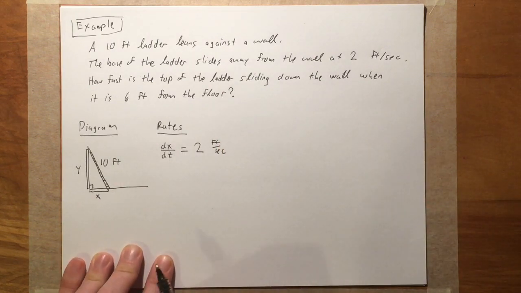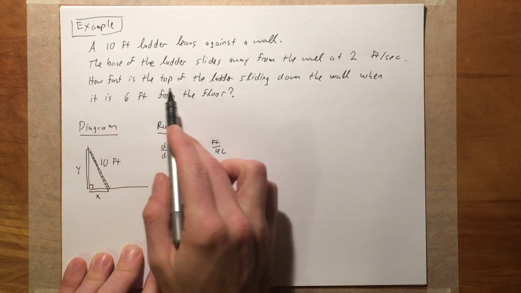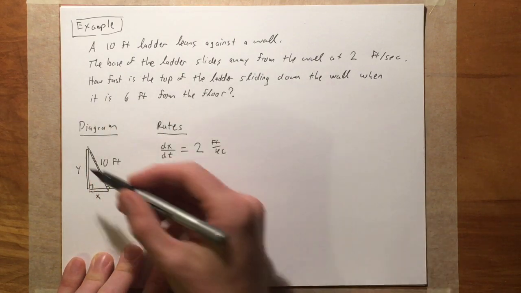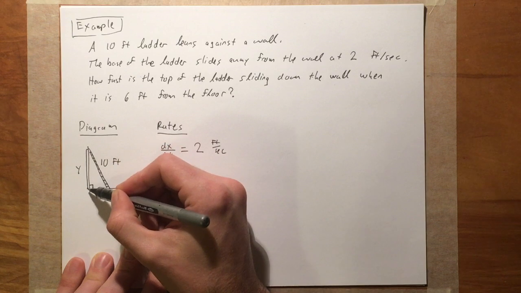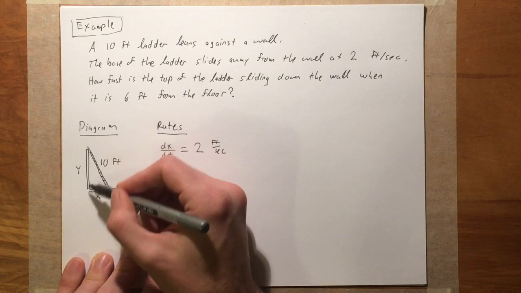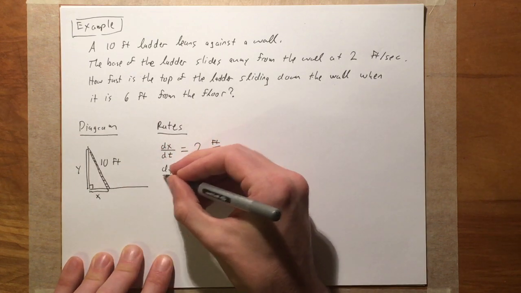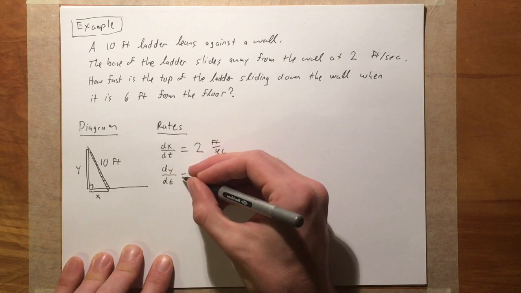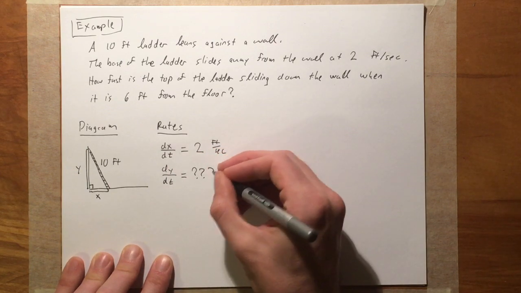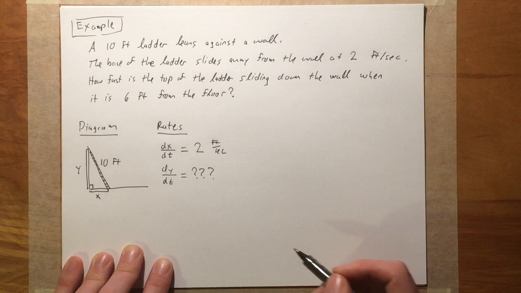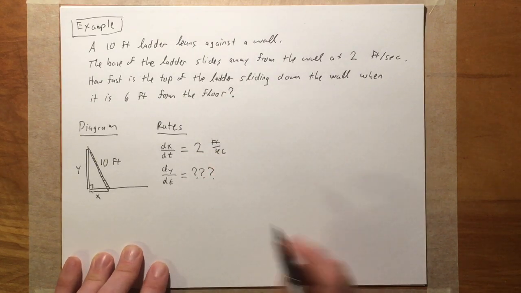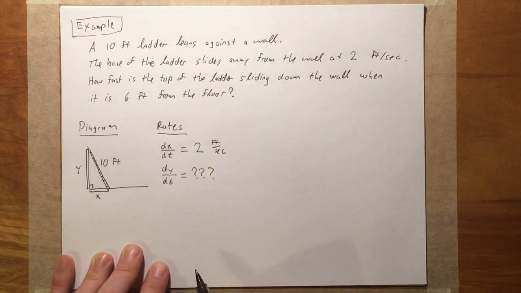What is the rate I want to know? How fast is the top of the ladder sliding down the wall? That's the rate of change in y, right? It's the distance between the top and the floor. So that's dy over dt. I'm going to write that down. I'm going to say that equals what? I like to write that down to remind myself what it is that I'm trying to solve for.